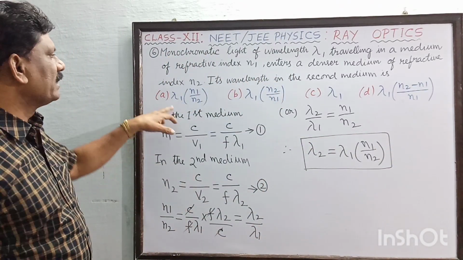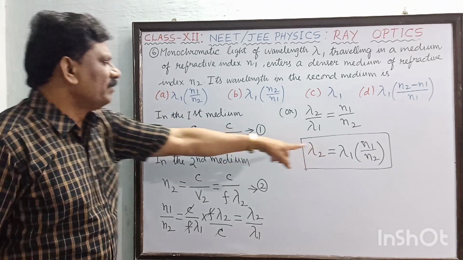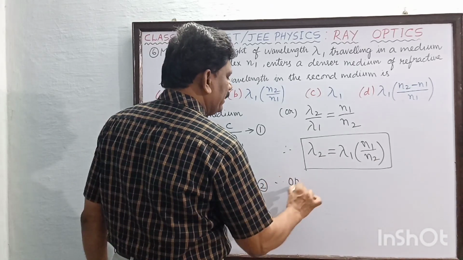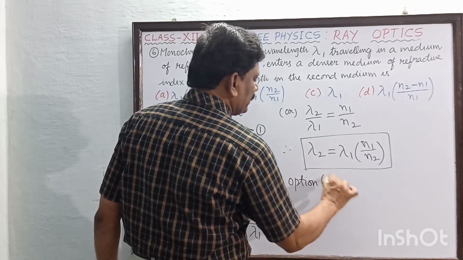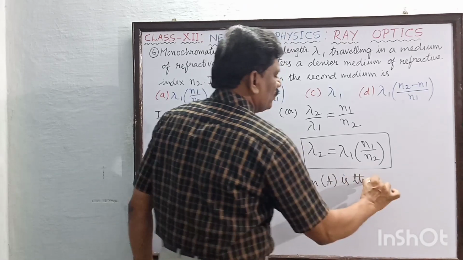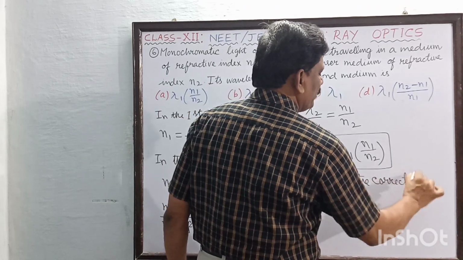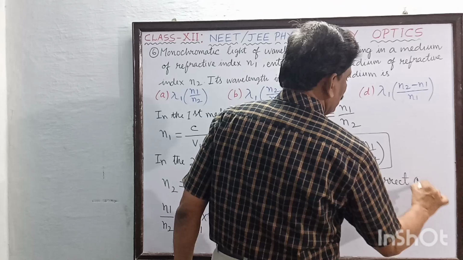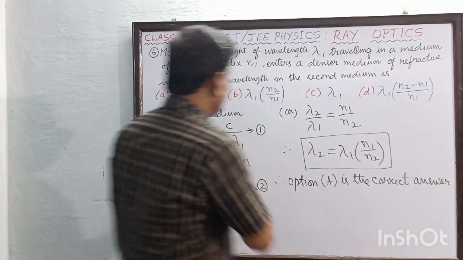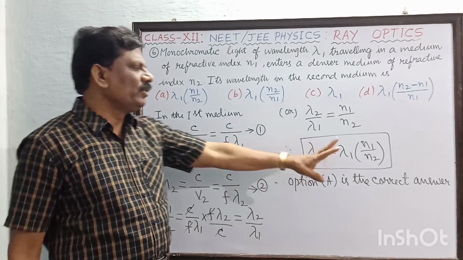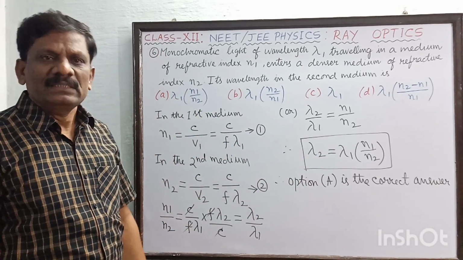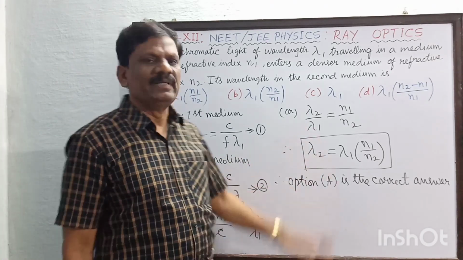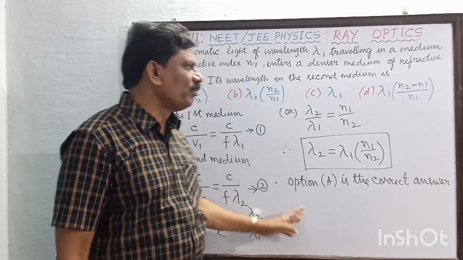So which of the options is correct? You see here option 1 is lambda 2 equal to lambda 1 into n1 by n2. Therefore, option A is the correct answer. It is quite easy now. You have to remember the relationship between the refractive index and the velocity of light in a medium first. From there, after substituting, we get the answer: lambda 2 equal to lambda 1 into n1 by n2. Very simple. This type of problem has also been asked many times in NEET and JEE. I hope you have understood it well.